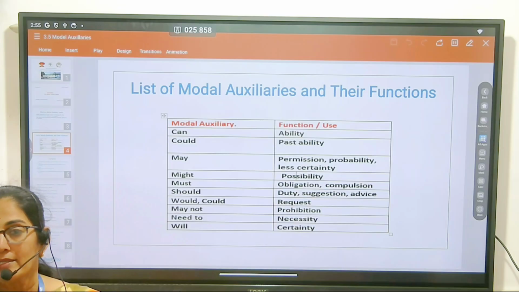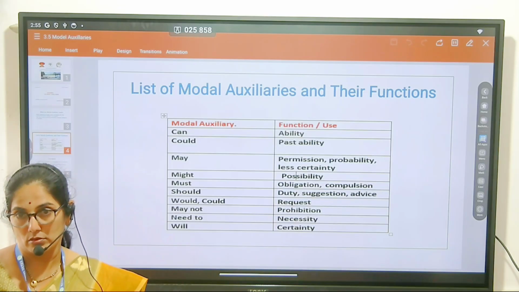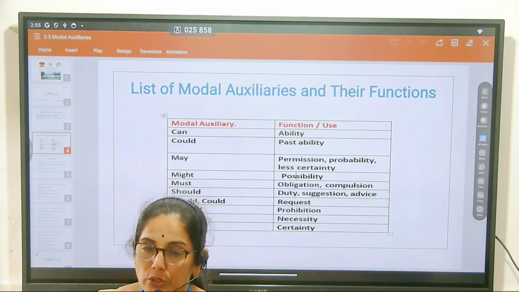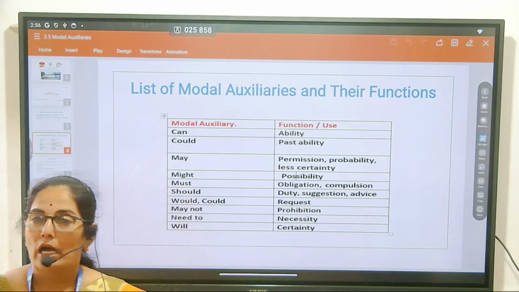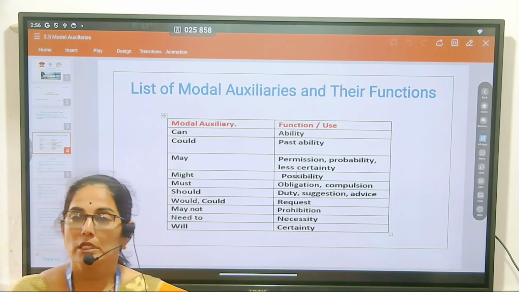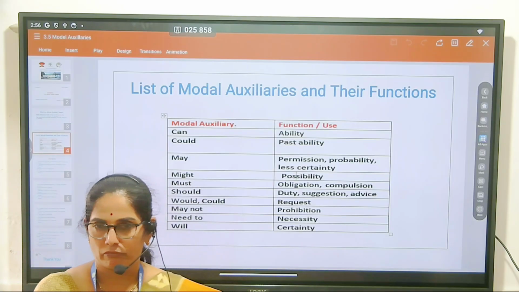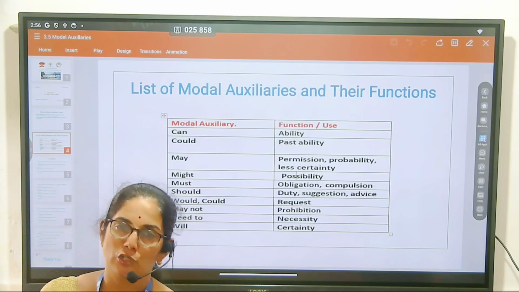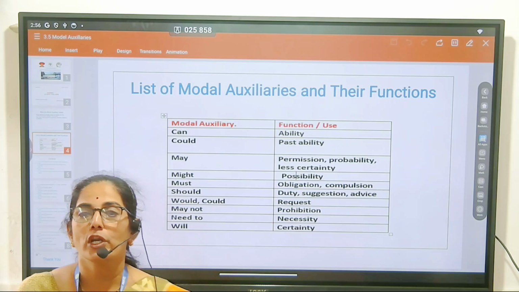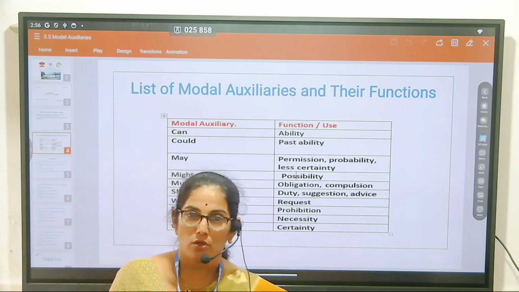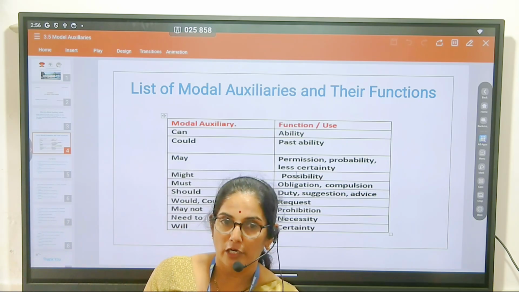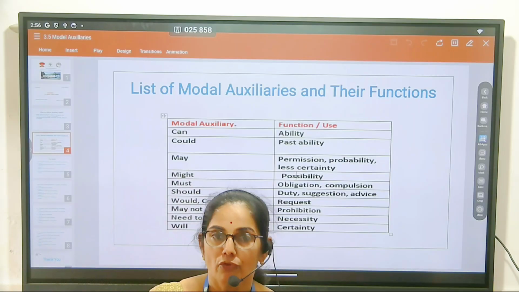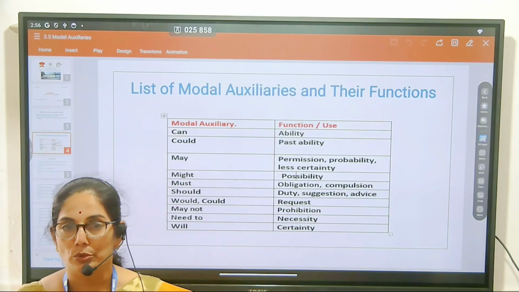The next modal auxiliary is should. Should denotes our duties. Should denotes our suggestions or advice. Whenever we have to give any suggestion, or whenever you are giving any advice, that time we have to use the modal auxiliary should. For example, we should do this, we should do that. Wake up early, you should wake up early. You should follow the instruction. So, for duty, for suggestion, for advice, you have to use should.